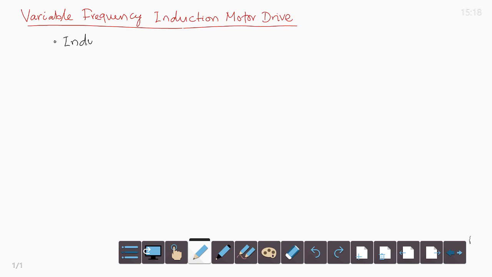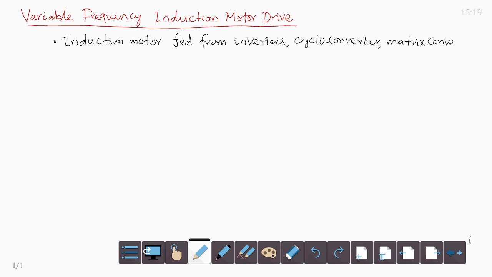So we are considering induction motor fed from inverters, cycloconverters, or matrix converter. So the principle is frequency control.